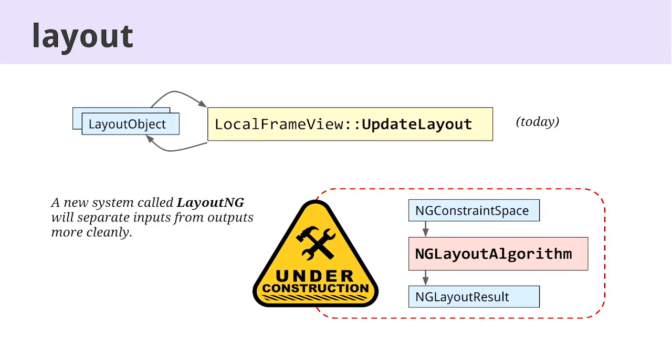One problem with the current architecture is that layout objects contain both inputs and outputs of the layout stage without a clean separation between them. For example, the layout object actually acquires ownership of its element's computed style after it's created. So a new layout system called Layout NG, that stands for Next Generation, is trying to create a cleaner separation between inputs and outputs and make it easier to build new layout algorithms. But that's under construction in the future.